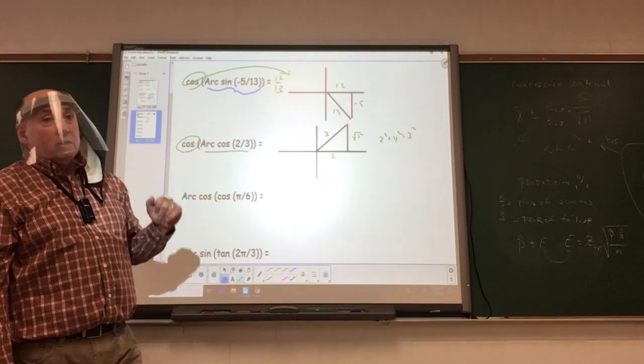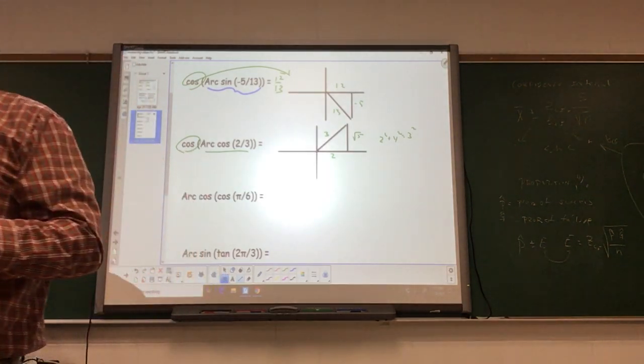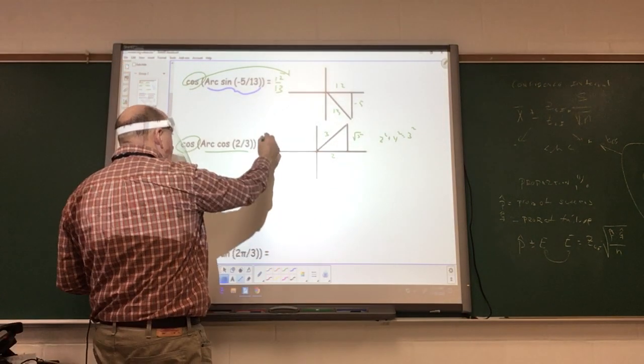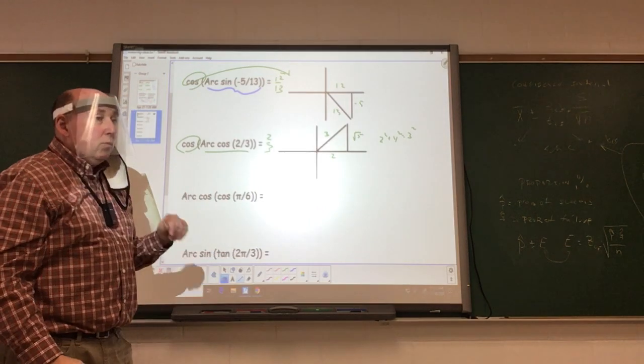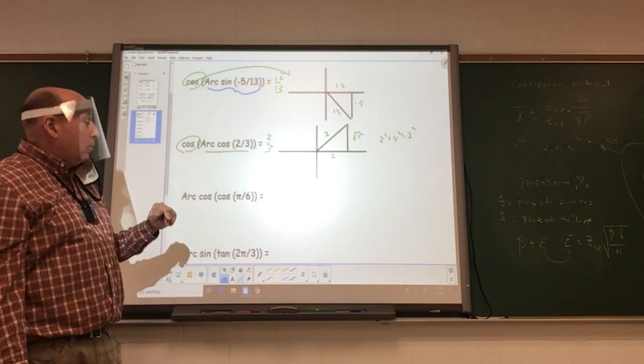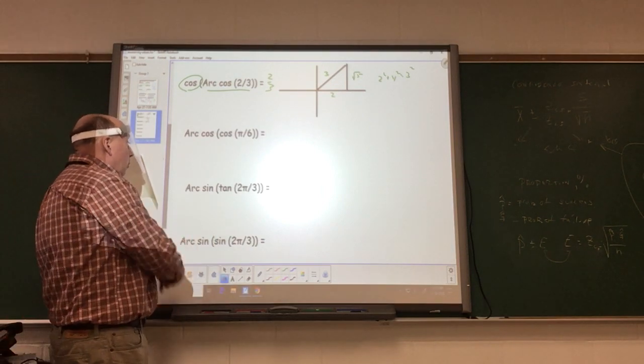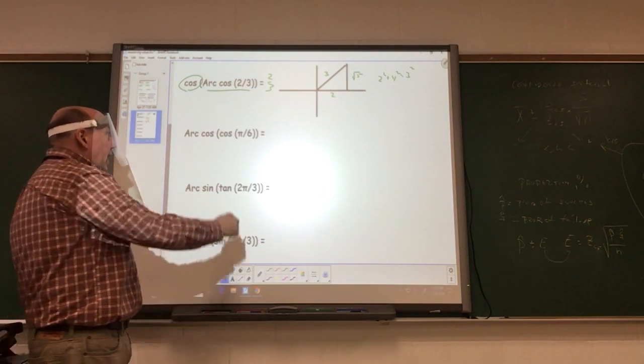But I'm trying to find the cosine of this. If I find the cosine of that, Sean, what do we get? 2/3. It undoes each other. We just have to watch ourselves to make sure we're in principal values. You want to work yourself from the inside out.